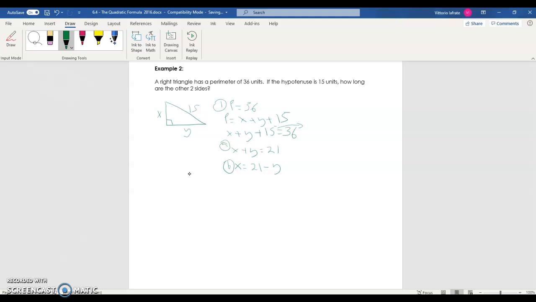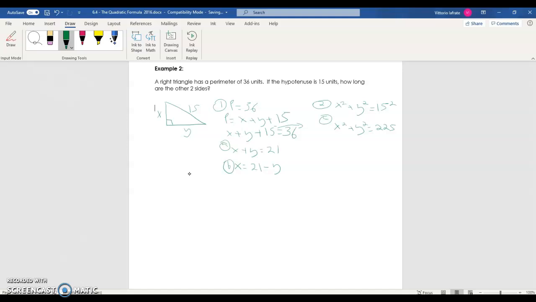Now, is there something else we know? Well, let's take a look. You know from our famous theorem, and you probably already thought of this to begin with, that if you were to do x squared plus y squared, you would get 15 squared. And so what that means is x squared plus y squared is equal to 225. And so what I want you to notice now is you have isolated x, and you have this new equation over here. Let's call this equation C.